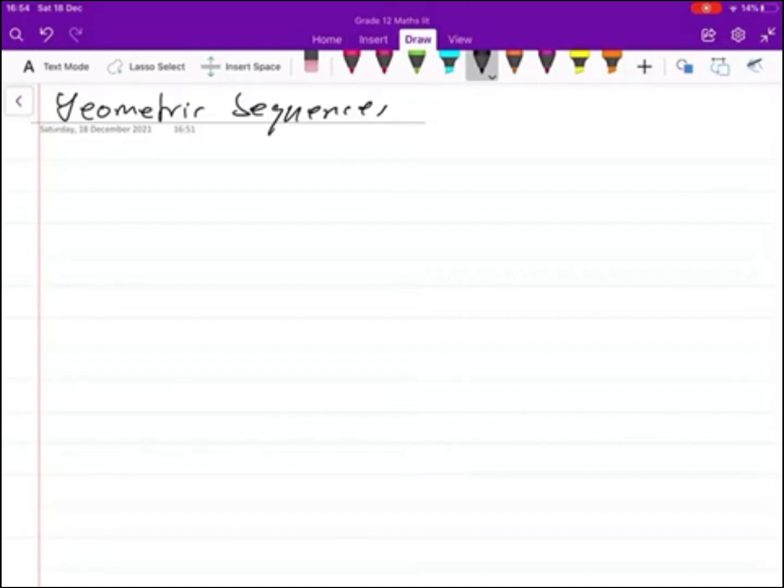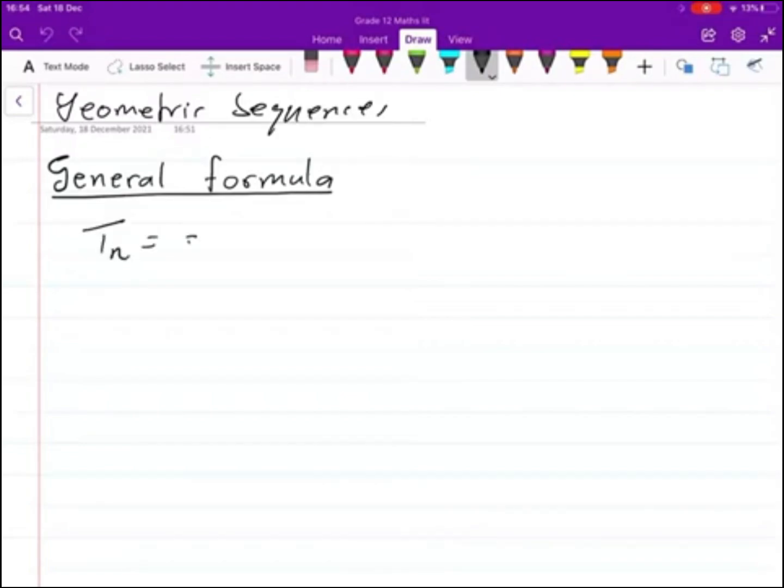Okay, so the first thing that we need to know is the general formula of a geometric sequence. You'll realize that this geometric sequence is actually quite related to exponents. So if you understand exponents, it's easier to understand how the geometric sequence works. Now let's look. This is the general formula. The general formula is given by Tn = ar^(n-1).